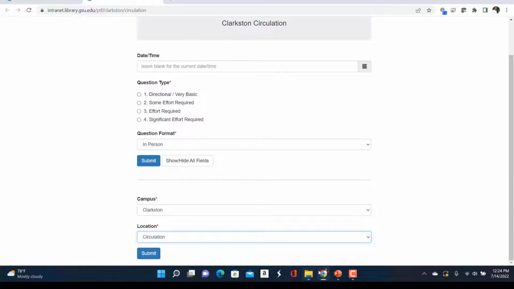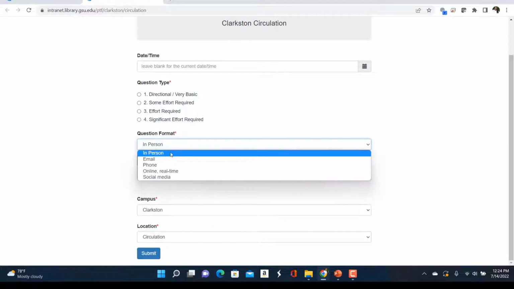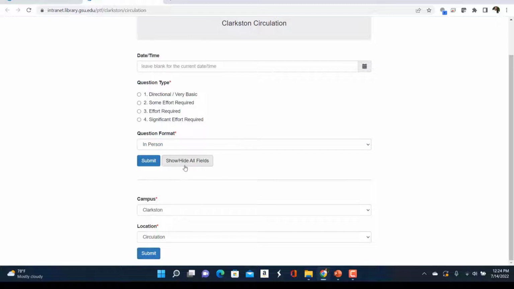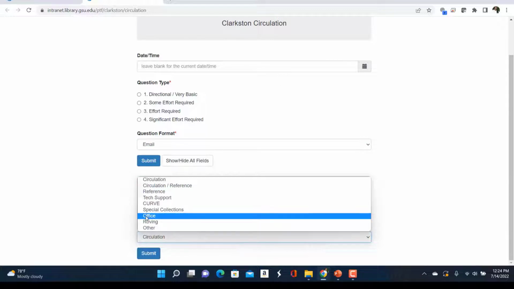And in person is the question format when you add a service point. If you received a question via email, then more than likely your location is going to change to your office, if you're fortunate enough to have an office or your cube. So it still would be office.